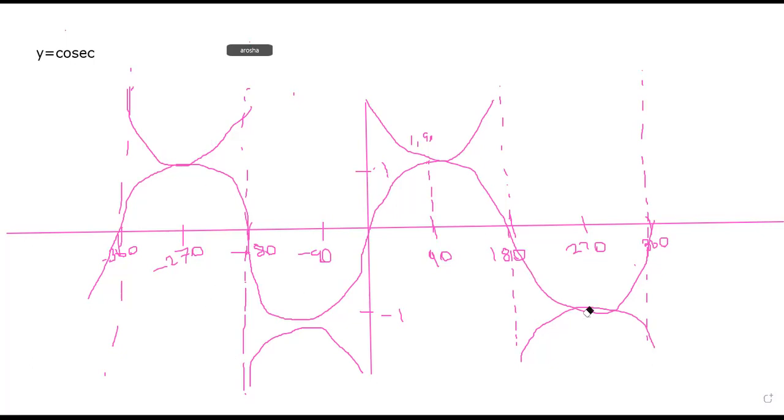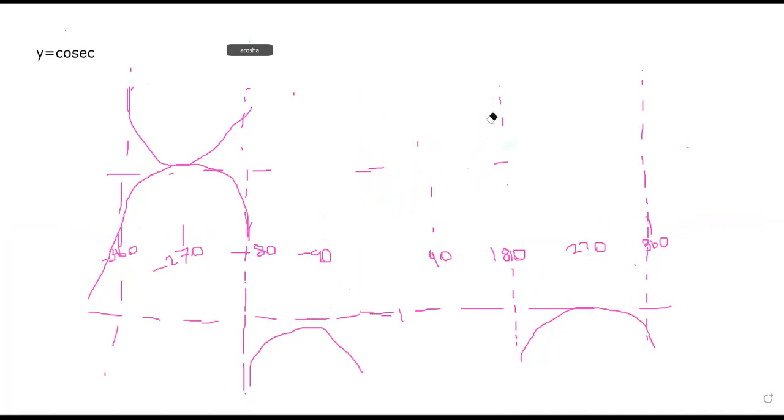Draw it perfectly. This point should be at minus 1, and this should be at plus 1, and after that you can draw this graph. Okay, this is how you draw a cosec graph. And next, let's move on to the cot graph.